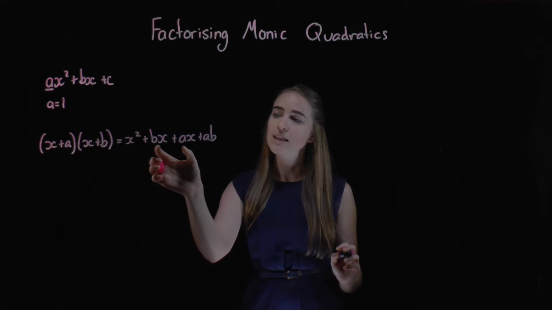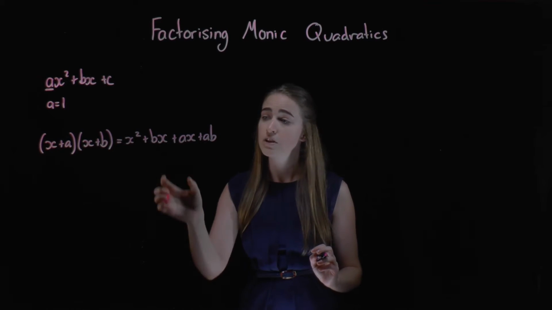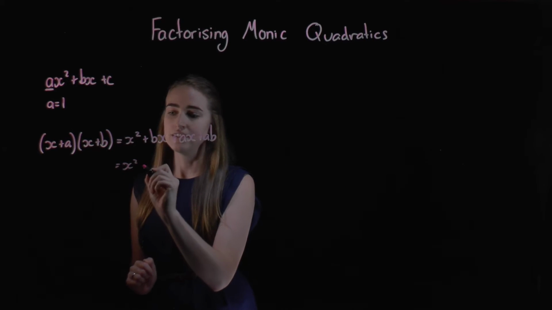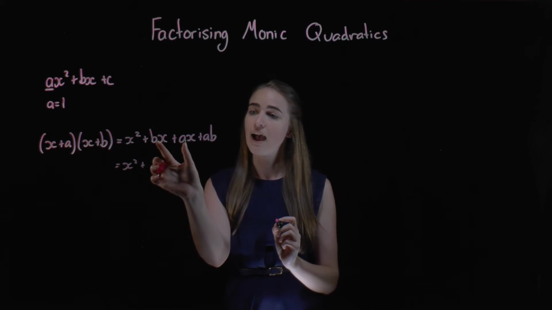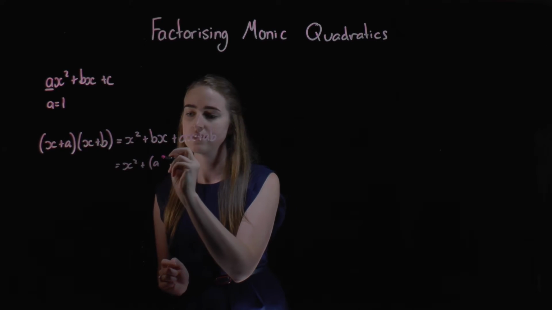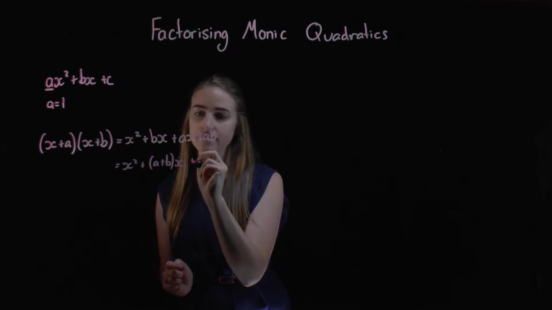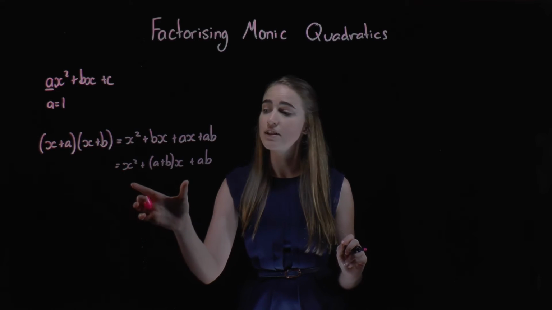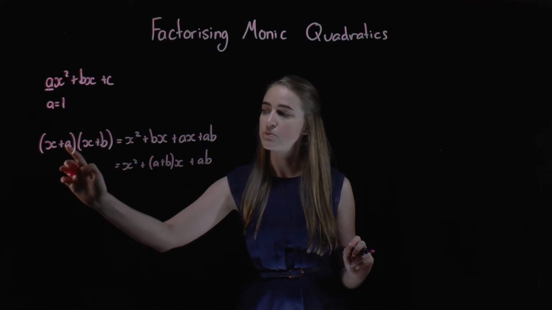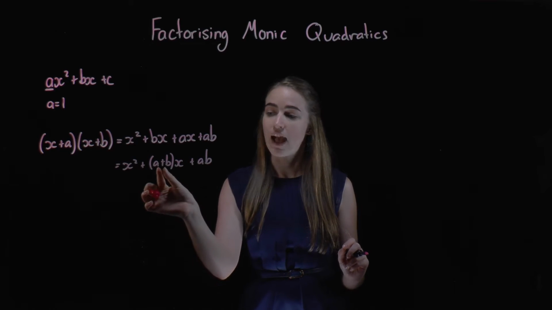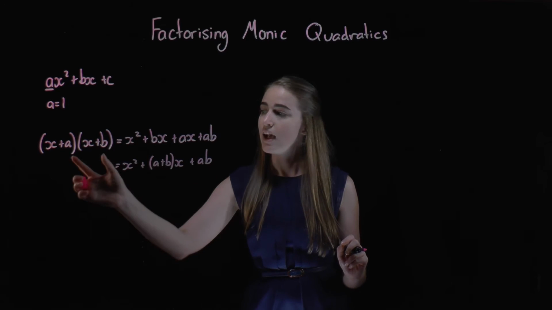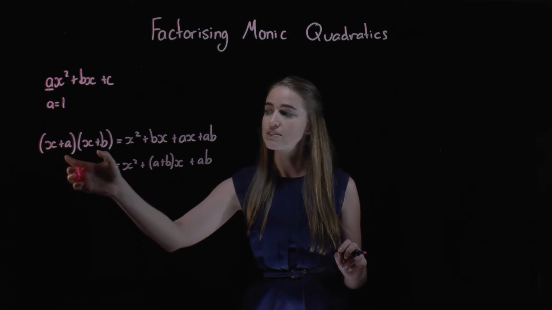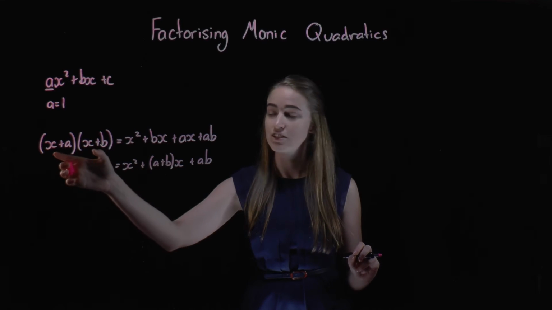Now we can look at that and we can collect these two like terms in the middle because they both have x's in them. So we're going to leave our x squared as it is, and this middle term is going to be (a plus b) in brackets x. And then we've got our ab on the end. So when we expanded this out, we ended up with a quadratic. And these two numbers that were in this bracket, the a and the b, ended up being added together to give us the coefficient of x, and they were multiplied together to give us the number on the end. So we can use this to help us factorise, to go from here to here.